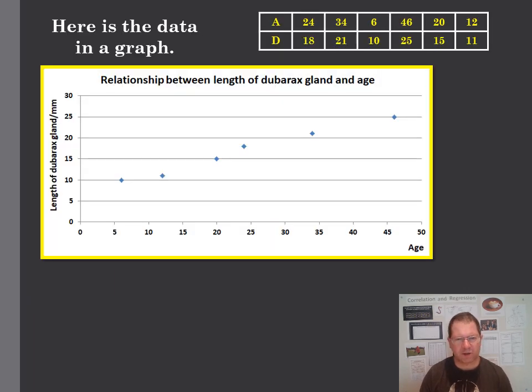Here's the data in a graph, and as we can see at first glance, it looks like we've got positive correlation. Back in year 8 or whenever, that's just what you would have written down, positive correlation. But now we've got a way of quantifying it.